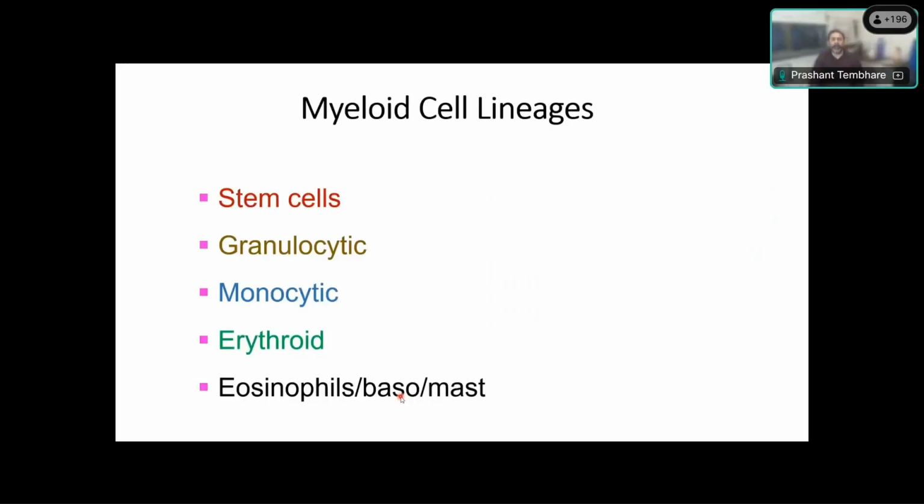Okay, so what we are going to consider in today's talk is the stem cell. We look at stem cell meaning blast, specifically myeloid blast, not lymphoid blast. Then we'll study granulocytic lineage, monocytic lineage, erythroid, and briefly eosinophil, basophil, and mast cells.